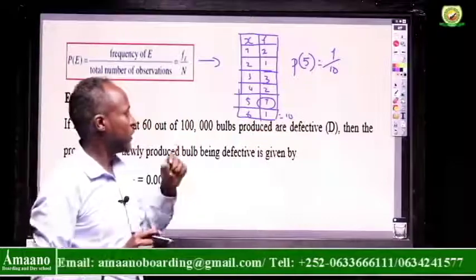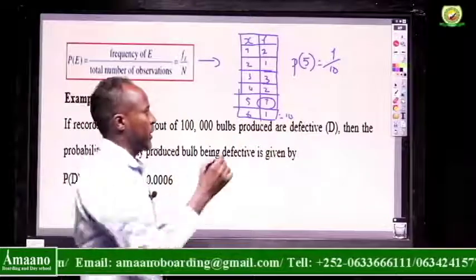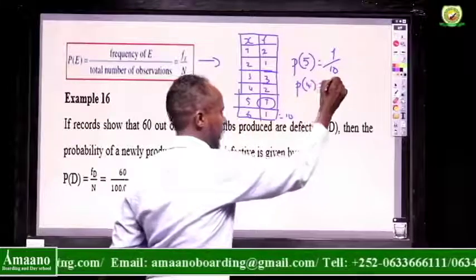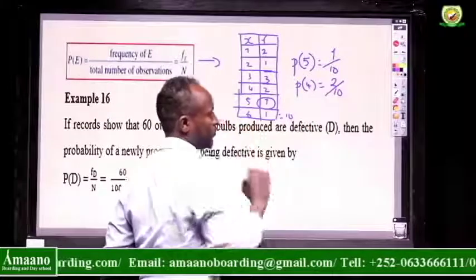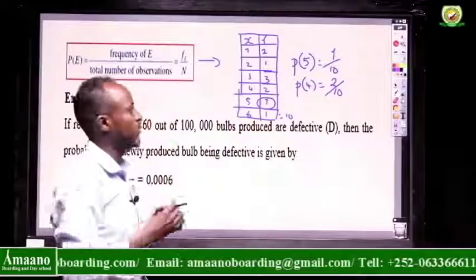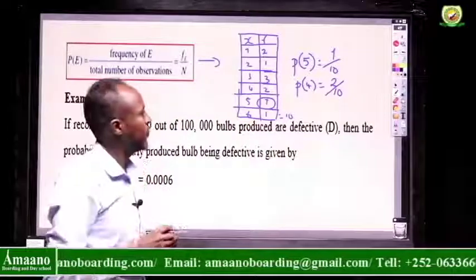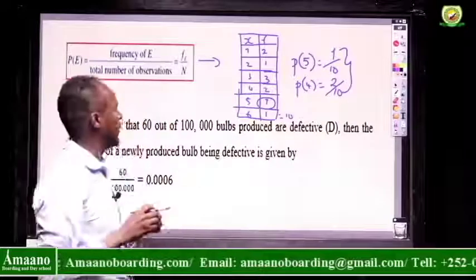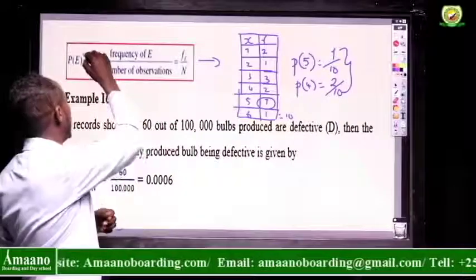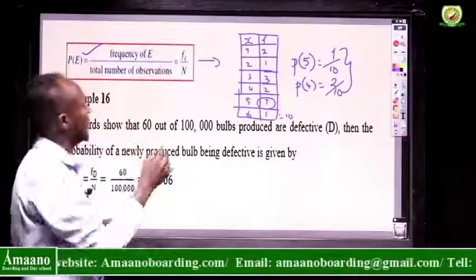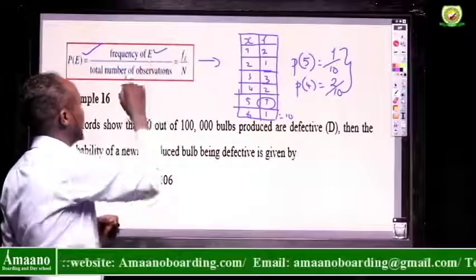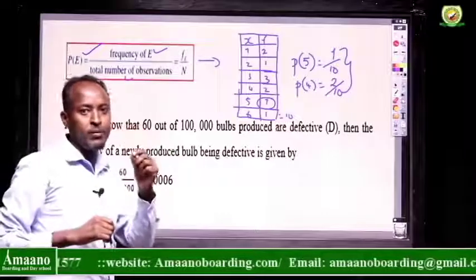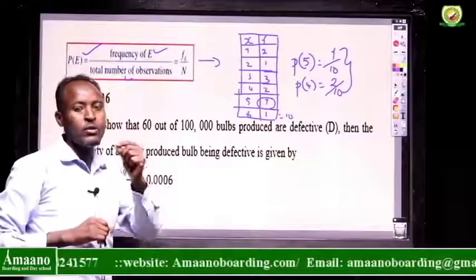If you are asked to find the probability of getting 4, it is the number of 4s that we have from the table divided by the total number of times. 2 divided by 10, you can simplify to 1 over 5. This is the relative frequency, and it's called the empirical approach. Therefore, the probability of an event from the empirical approach is the frequency of the event divided by the total number of observations. It means the frequency of a certain number divided by the total frequency.